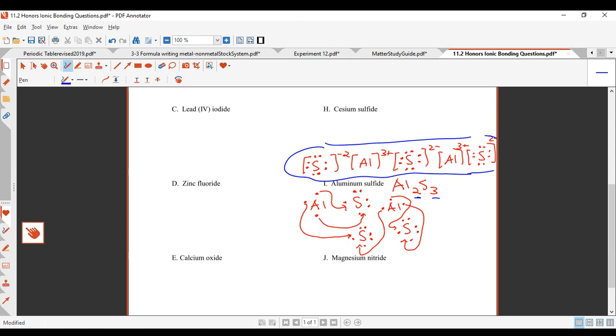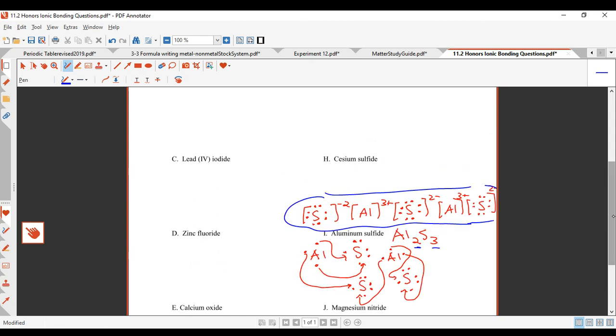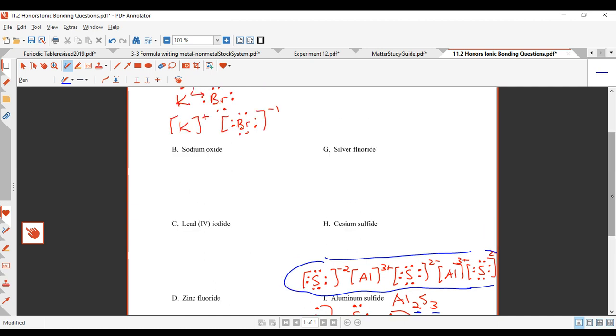Make sure your metal has no dots when you're done. The nonmetal has 8. And if you have something like a Roman numeral, you're assuming that lead starts out with 4 valence electrons, for example, for C. And just remember something like silver and zinc. We went over those charges on your periodic table.